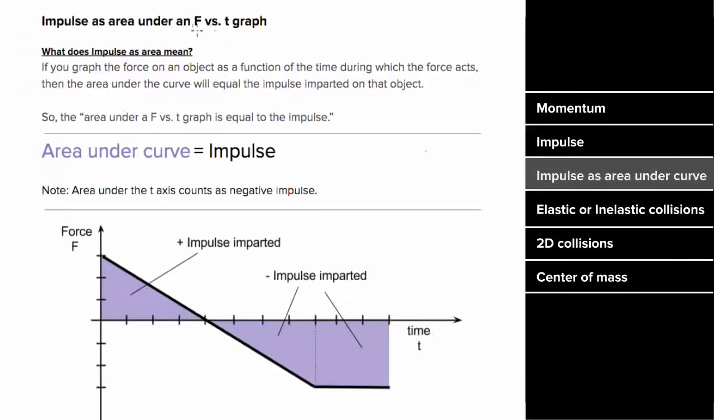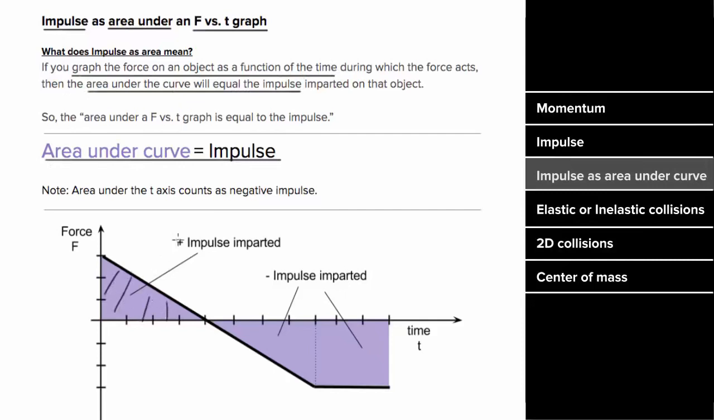If you get a force versus time graph, the first thing you should think about is that the area under that graph is going to equal the impulse on the object. So if you graph the force on some object as a function of time, the area under that curve is equal to the impulse. Just be careful, since area above the time axis is going to count as positive impulse, and area underneath the time axis would count as negative impulse, since those forces would be negative.